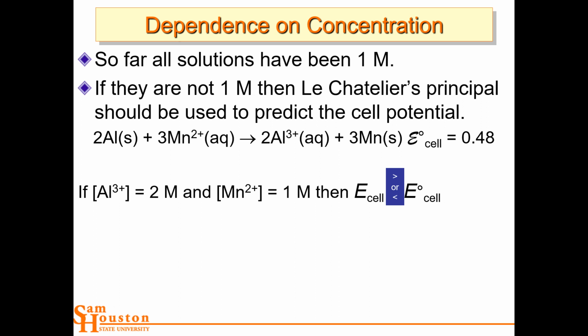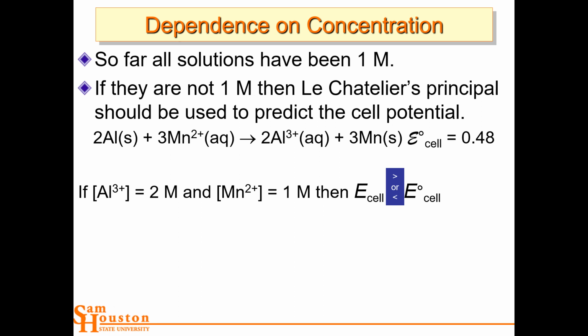So this is a question here, kind of a mini Kahoot right here in the lecture. If I make the concentration of aluminum ions in solution 2 molar, and leave manganese at 1 molar, what will happen to the actual cell potential? Will it be greater than the standard cell potential or less than? What's your reasoning on that?